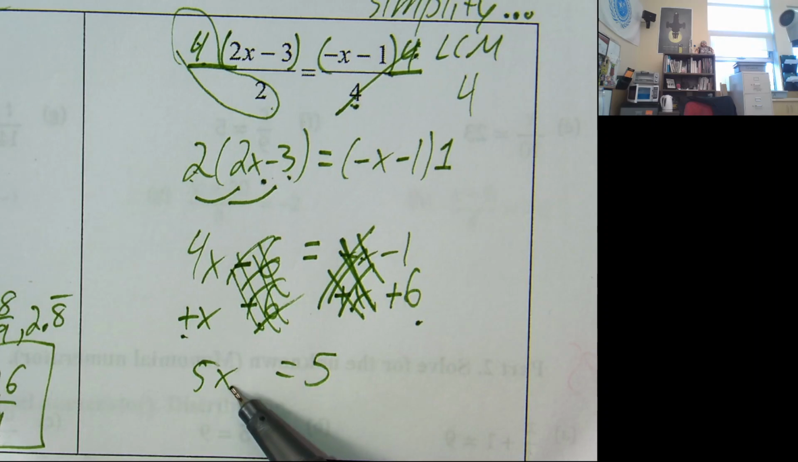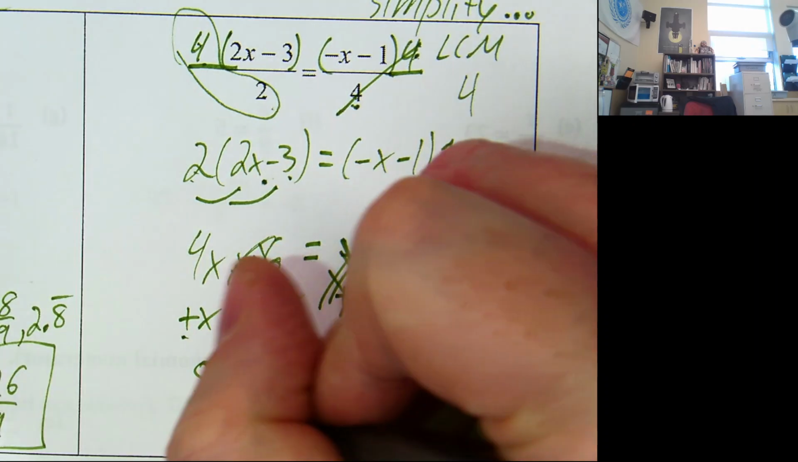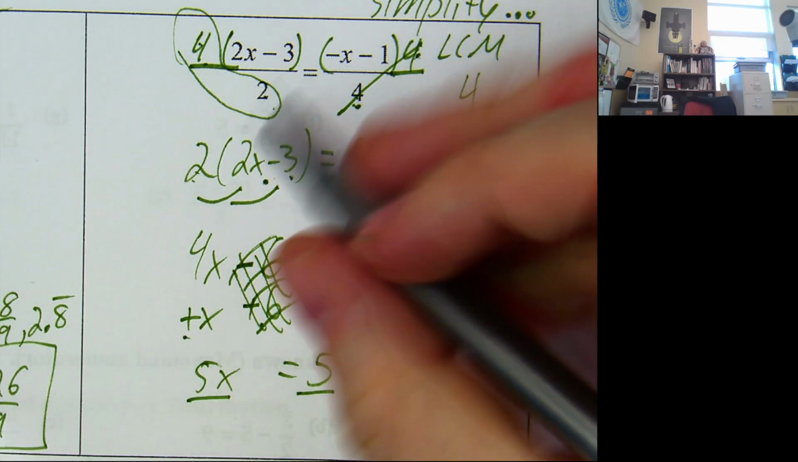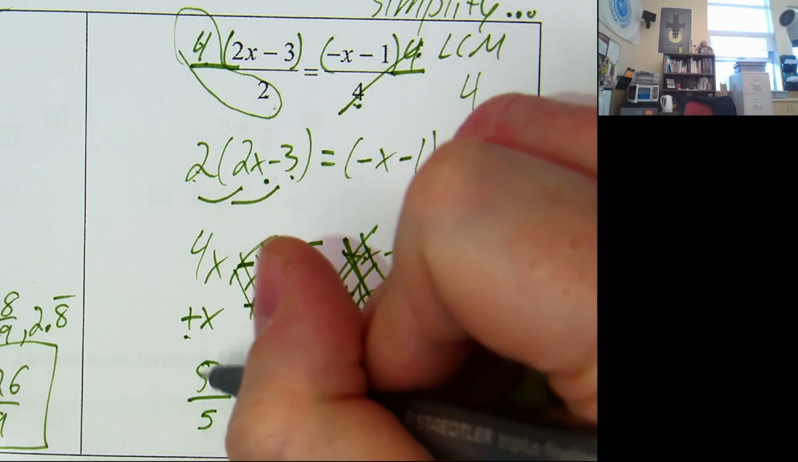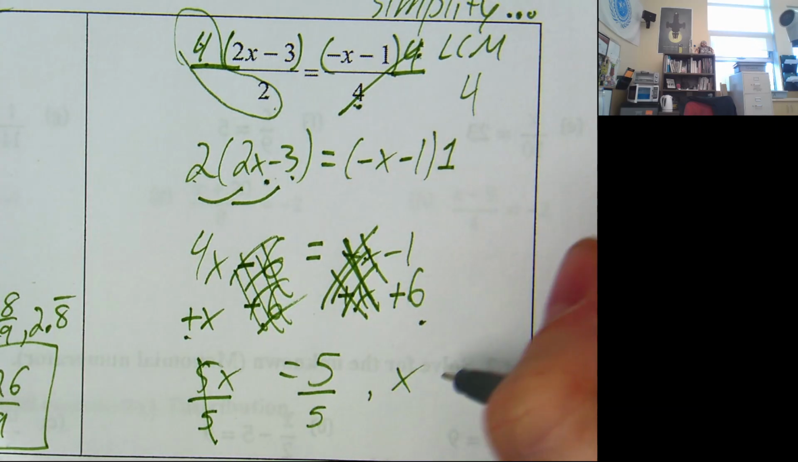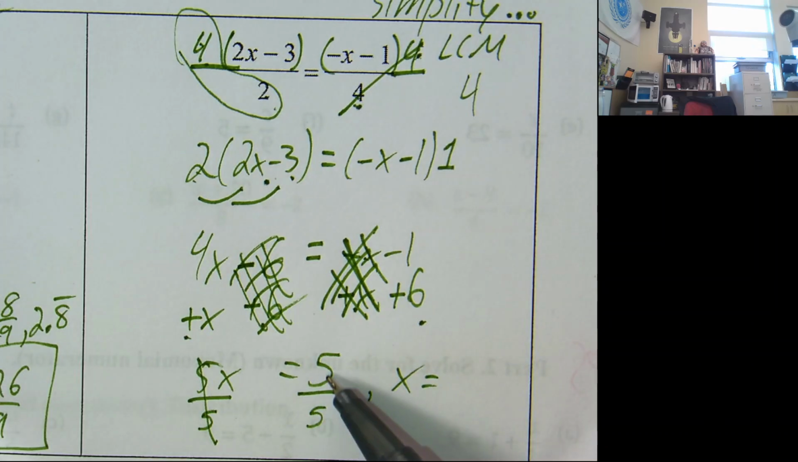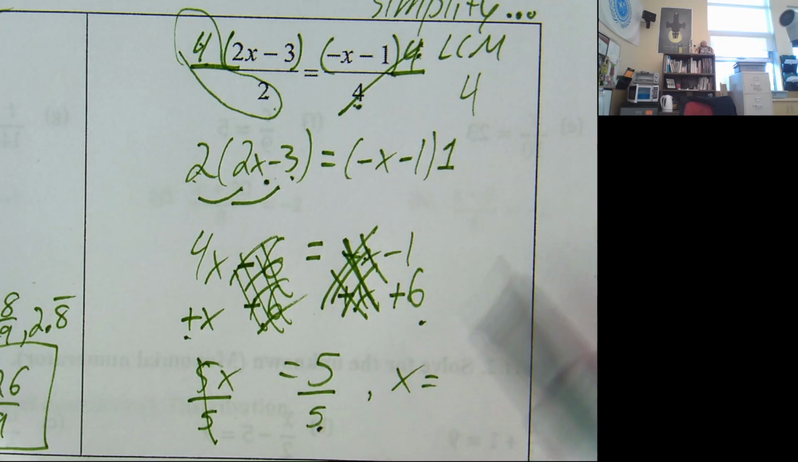I have 5 times x when there is no symbol in here. Remember, it's multiplication. So to undo that multiplication, I'm going to, Zara, was that you? We're going to divide both sides by 5. 5x divided by 5, the 5s cancel, and we're left with x. On the right-hand side, 5 over 5 is 1.